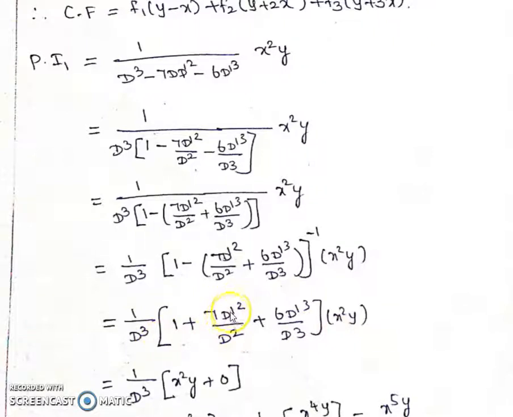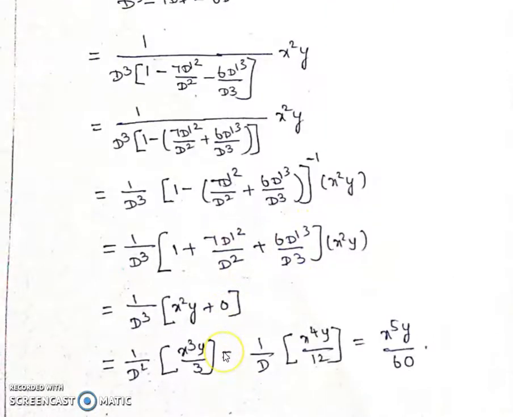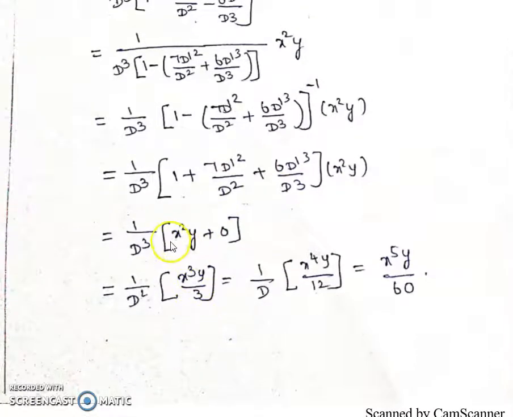Then D dash is nothing but differentiation with respect to y. So the first time you differentiate, you will get 1. The second time if you differentiate, it becomes 0. Then the third time, the differentiation is also 0. So therefore, in this place, this term is also 0, this term is also 0. So you get x square y. So now we have to integrate this one thrice.